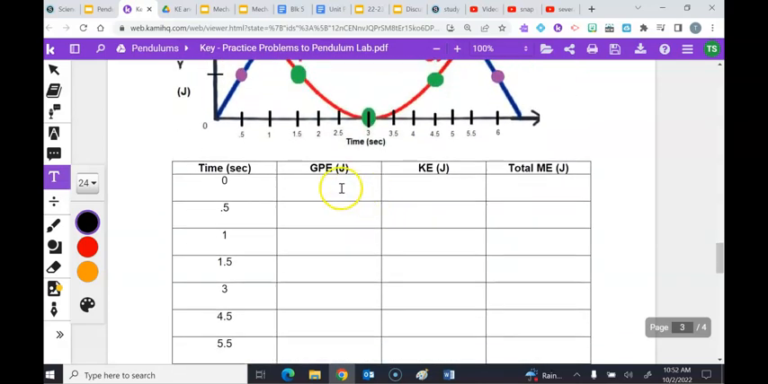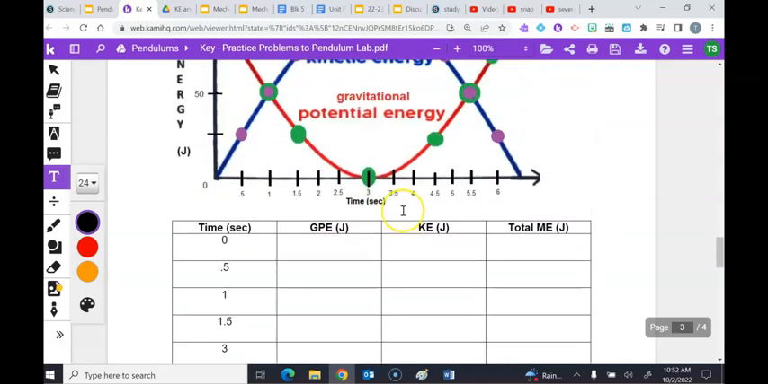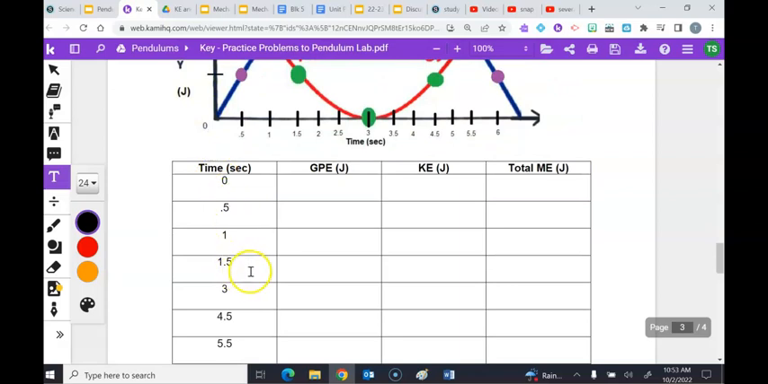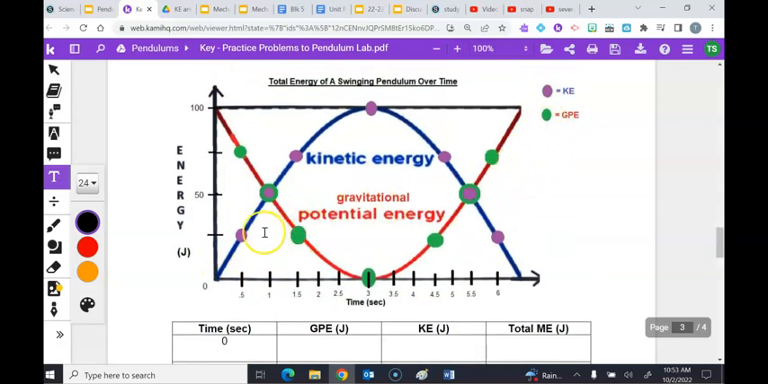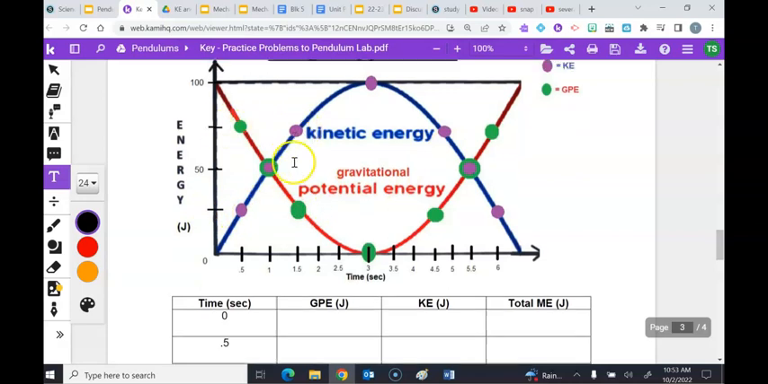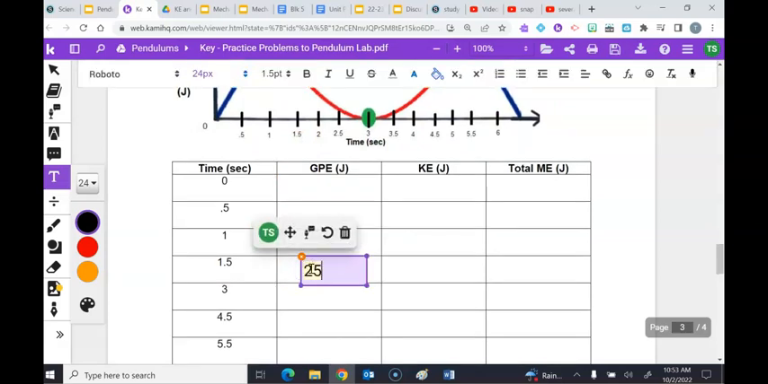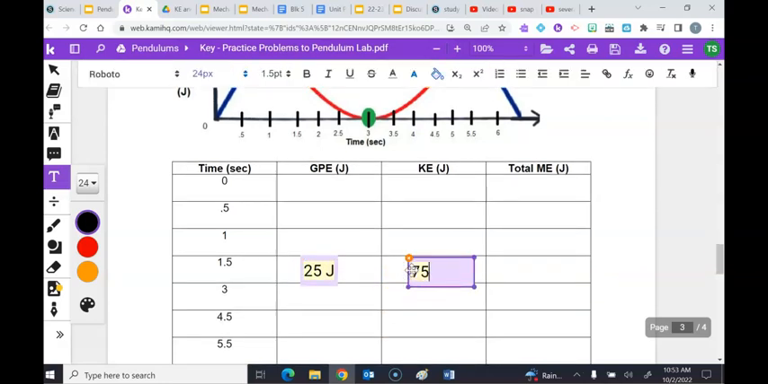And remember, you should see that the GPE and the KE should add up to the total energy of the system. So what's the total energy of the system? 100 joules. Let's just randomly do 1.5 seconds together. So I go to 1.5 seconds and I see that the GPE is at 25 joules and the KE is at 75 joules.